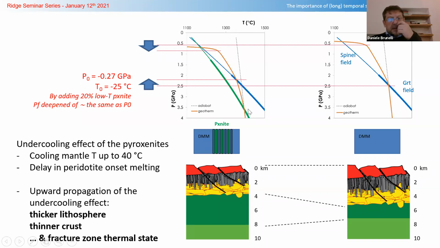So a decrease of the total amount of melt that has been produced. And we produce a thinner crust and a thicker lithosphere at the same time, because it is cooler and with less melt delivered to the crust. And I don't discuss this here, but of course, this also affects the thermal state of the fracture zone that is sliding apart at the edges of the melting region.